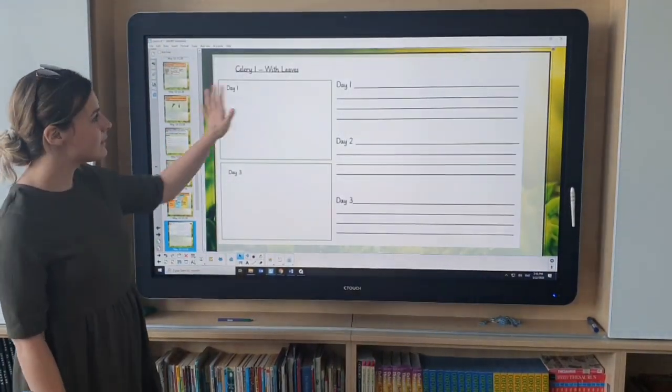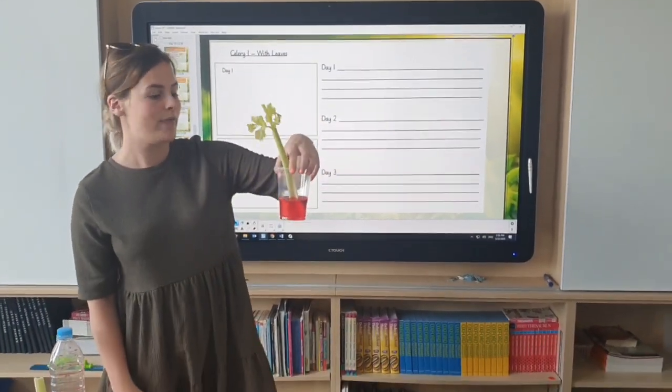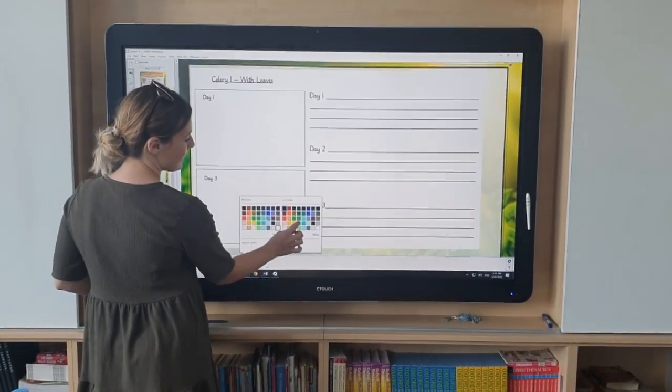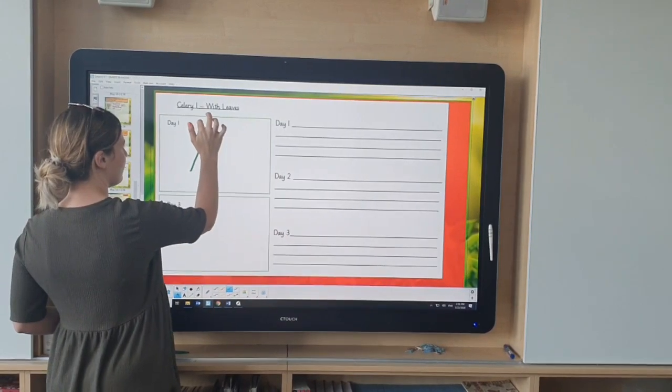Now I've got an example, and then we're going to be looking at the celery with the leaves. And I'm going to draw my celery. It's got the leaves.